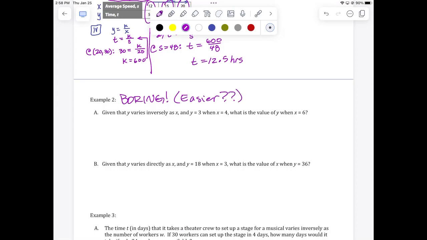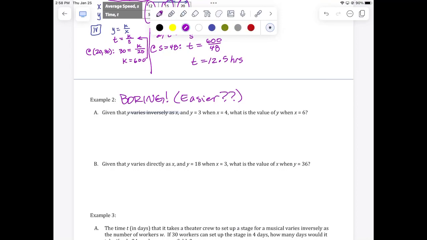We'll see. 2a, given that y varies inversely with x and y is 3 when x is 4, what is y when x is 6? That's boring, right? First of all, look at this. It tells us that y varies inversely with x. We don't get to figure it out for ourselves anymore. Thanks a lot, stupid question. I was looking forward to determining that on my own.